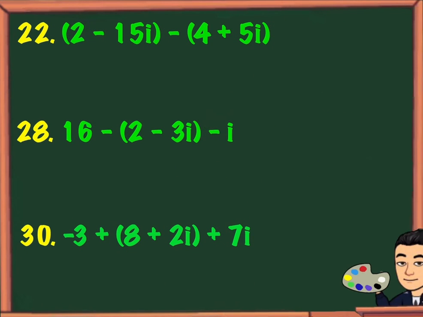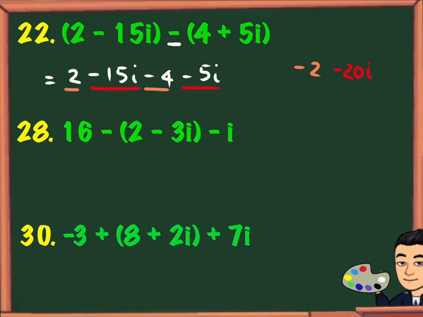So here we're going to combine the complex numbers. Now the number 22, we've got the subtraction sign. So let's go ahead and rewrite this as 2 minus 15i minus 4 minus 5i. So you see that the i and i are like terms. So if you combine it, this is going to equal -20i. For 2 combining with -4, this is going to be -2. And this is your answer.